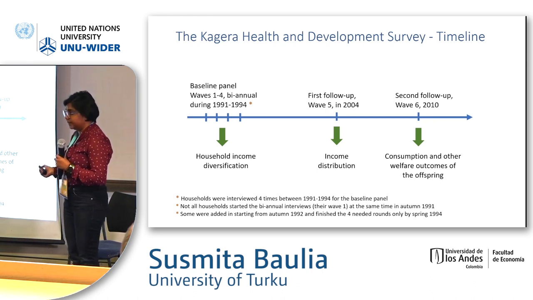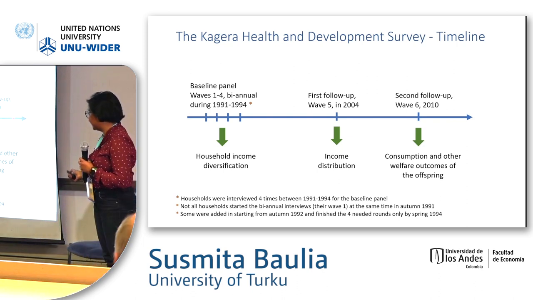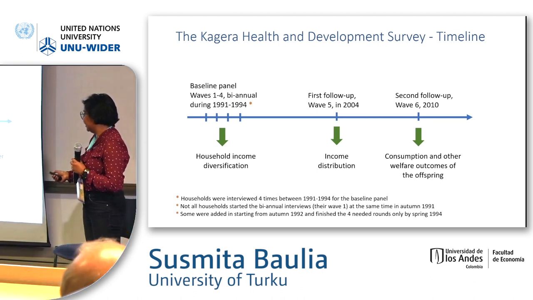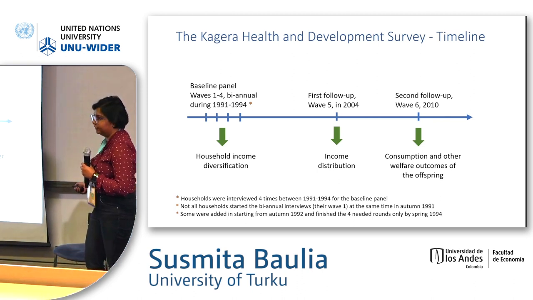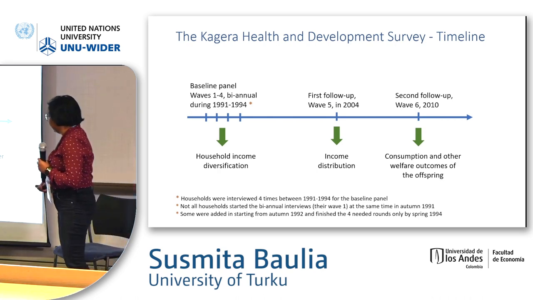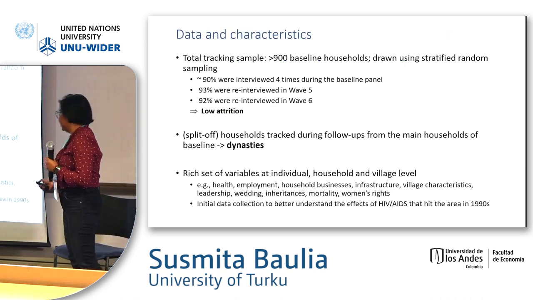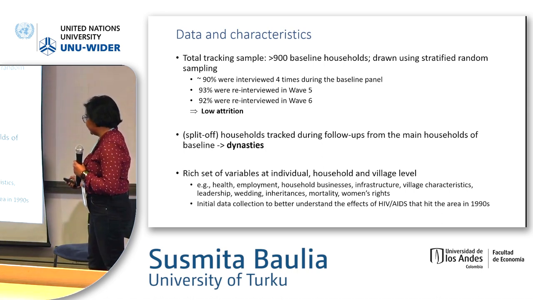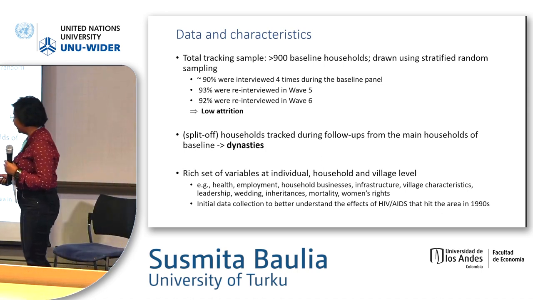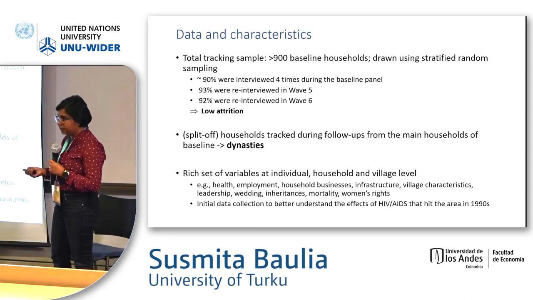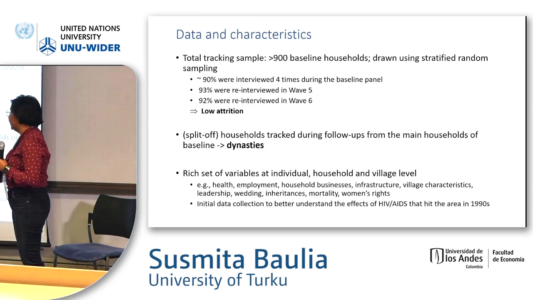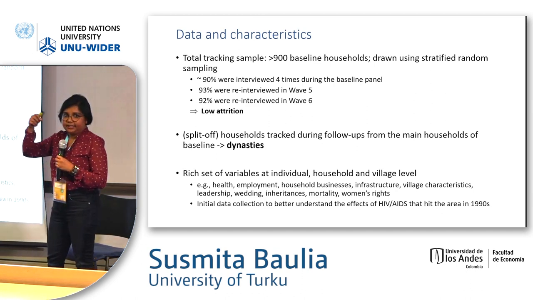And the last follow-up is in wave six, in 2010. And here we can track the young adults who were children here, and then we look at their consumption and other welfare outcomes when they're adults. Yeah, so it's a pretty neat sample given the long term it was tracked. It has very low attrition. So we are starting with a little over 900 baseline households, and they were interviewed four times. More than 90% were interviewed four times in the baseline panel from 91 to 94.